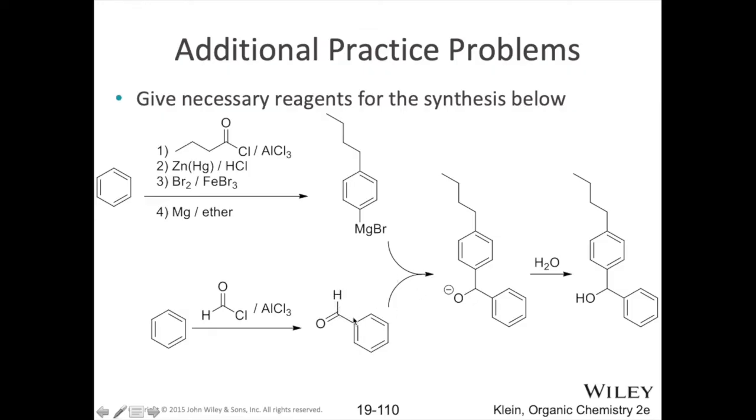Okay, and now we have our Grignard reagent, which, remember, this carbon that our magnesium is attached to, that's going to be where our nucleophile is. That's effectively a carbanion. So that carbon is going to connect to this carbonyl carbon, making this intermediate, which we can then protonate to make the final product.